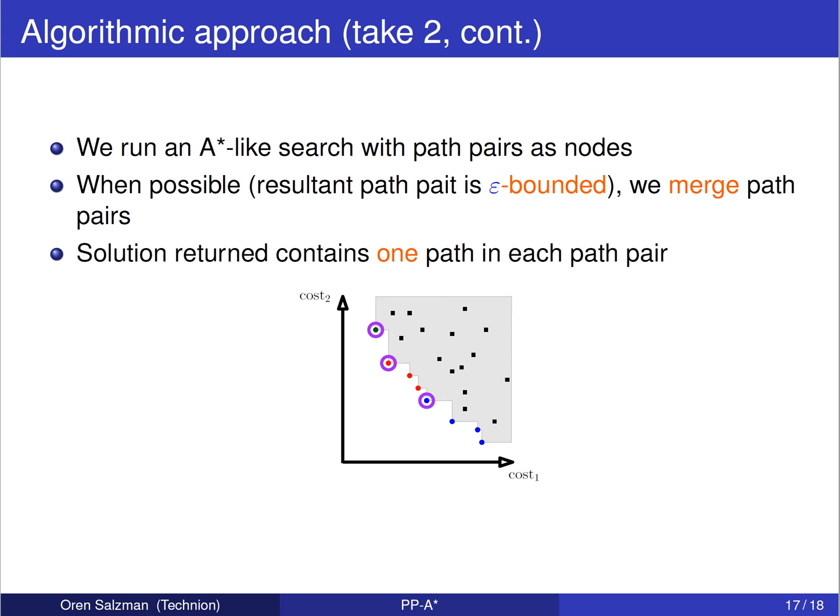Now we're going to return all path pairs that reached the goal vertex. And for each path pair, we're going to take one extreme point as a representative of all the solutions within the path pair. And I refer you to the paper for more details.